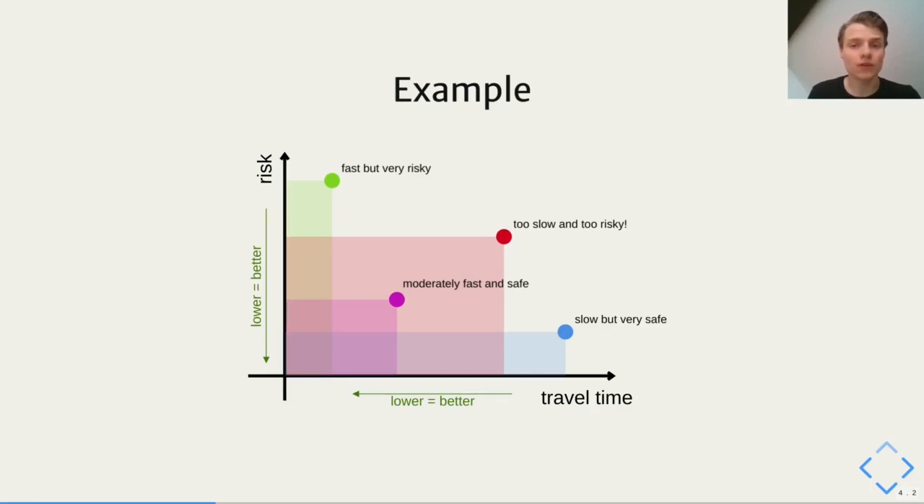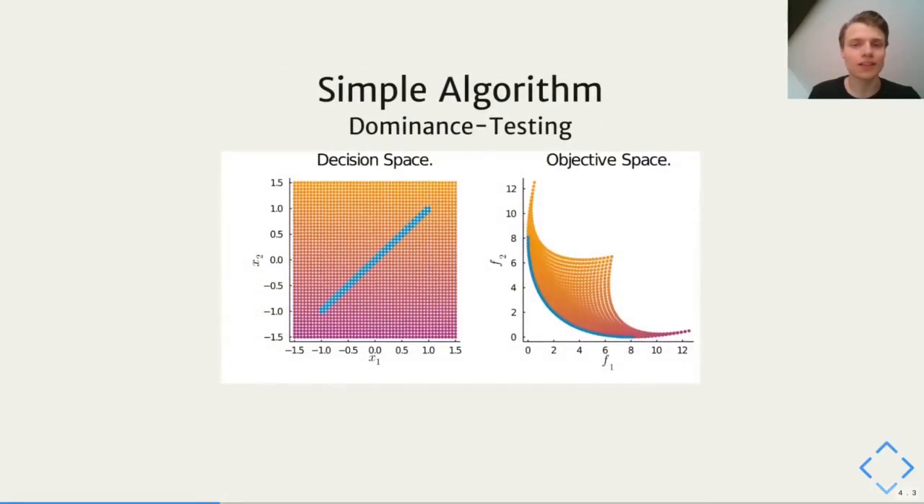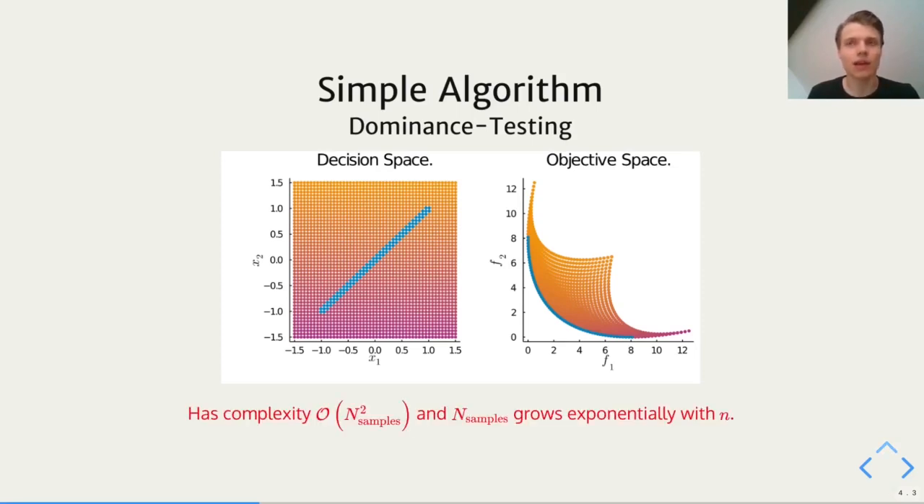The easiest approach would be to simply spawn some points and then perform pairwise comparison in objective space. Like you can see here, the Pareto set has been approximated by the blue points. But of course, this approach can become very expensive. It has a quadratic complexity in the number of sample points, and you need more and more samples, the more decision variables n you have.